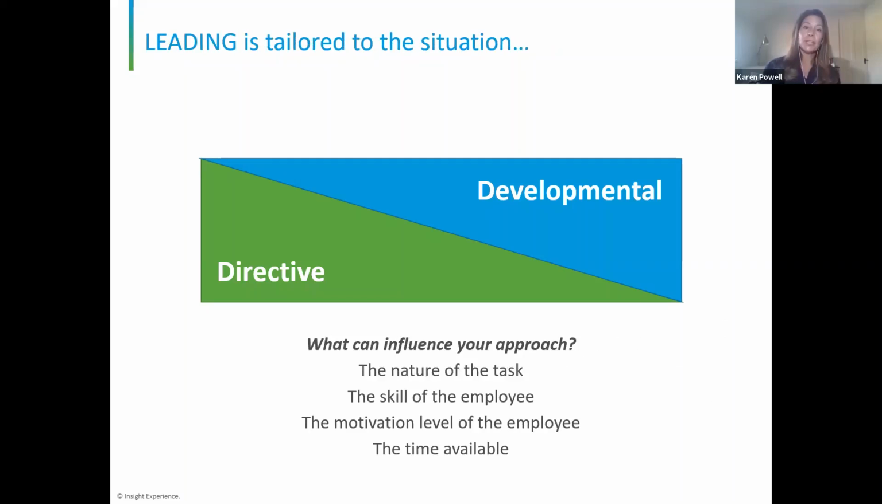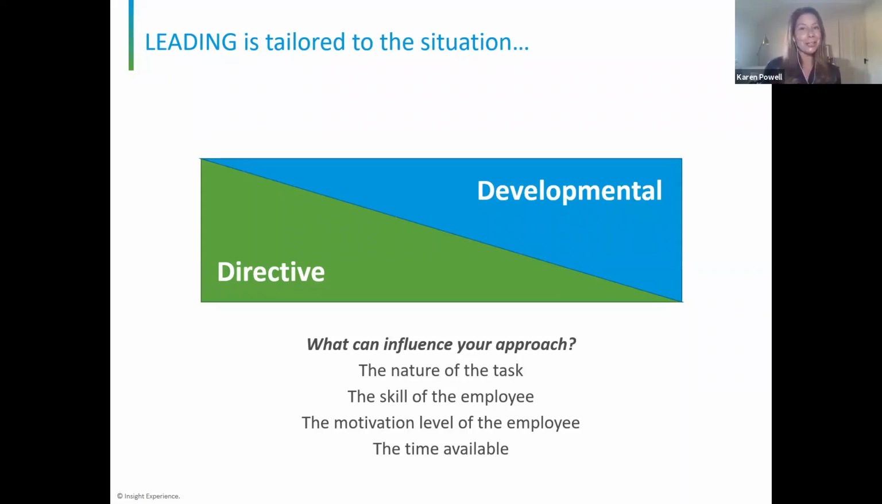So what's important to recognize about your choices between a directive and a developmental approach, and also you can fall anywhere along this continuum, is that, as we mentioned, there are many different factors that can influence what your choice is. And those can include the nature of the task, how difficult it is, whether it's a regulatory environment or not, the skill level of the employee, how motivated is someone?